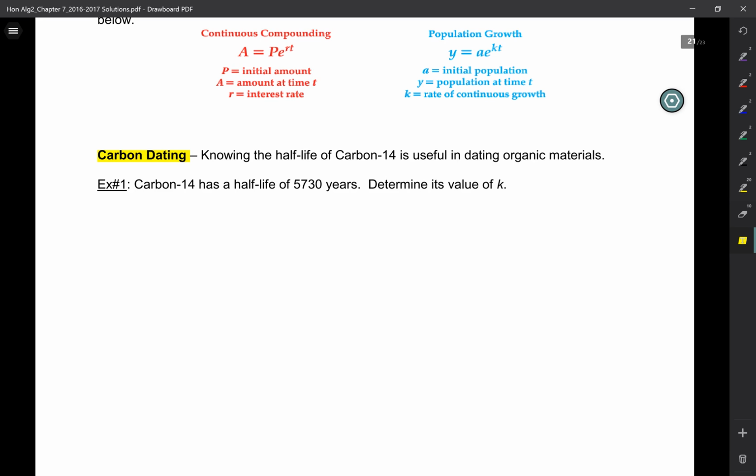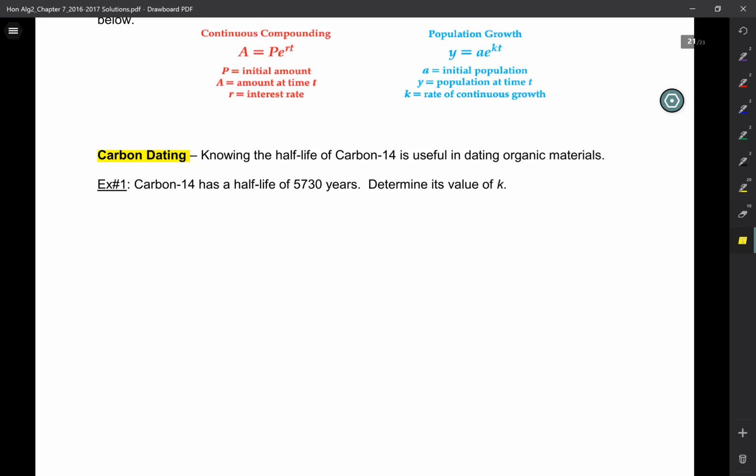Carbon dating is the process where you look at the amount of carbon-14 in a fossil, let's say, and we know that carbon-14 has a specific half-life. So, based on the size of the bone, we know how much carbon should have been there at the start, and we can measure how much carbon there is now, and we can figure out how many years this has been buried.